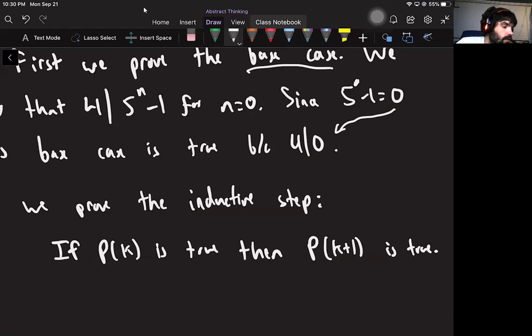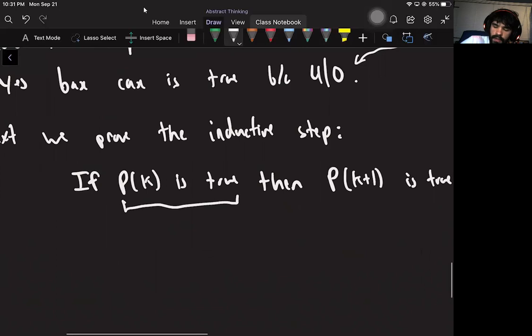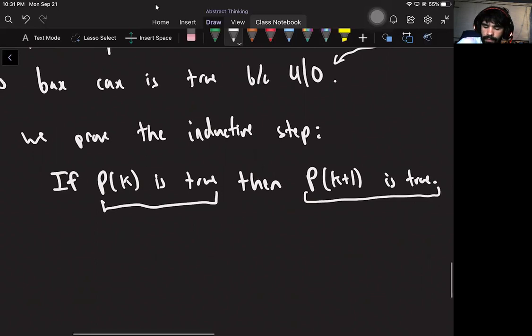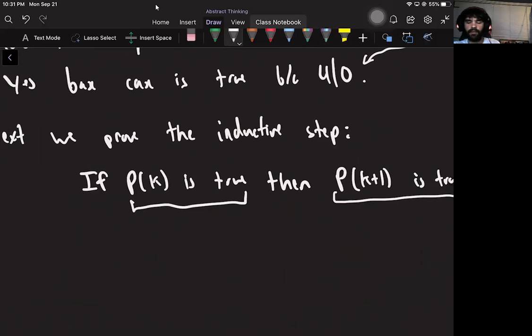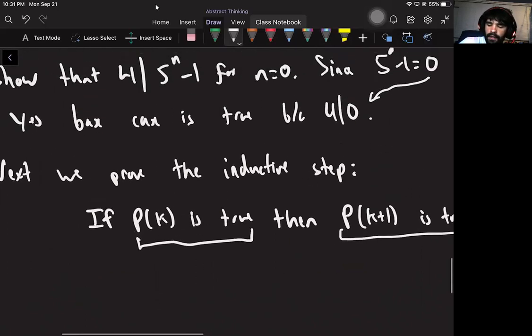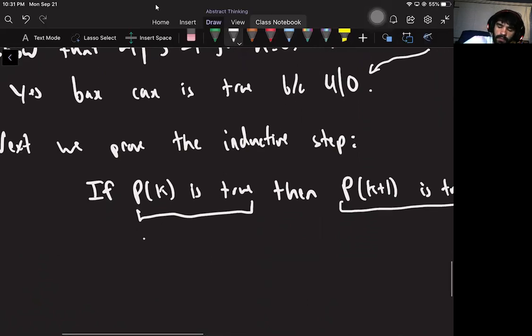Okay, so we are going to assume this because it's an if-then. We are going to prove that this follows. You could just say if P(k), then P(k+1) also. That's fine too. So what is P(k)? That is just the predicate with the number k plugged in. So that's that 4 divides 5^k - 1.